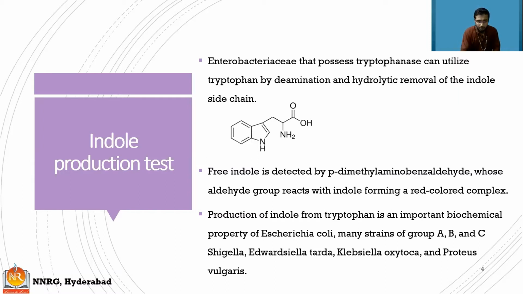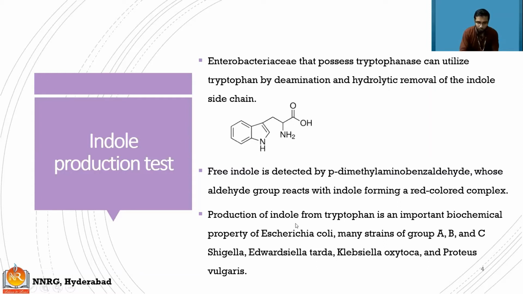Okay, free indole is detected by para-dimethylaminobenzaldehyde, whose aldehyde group reacts with indole, forming a red color complex. So in this molecule, the aldehyde part, C double bond OH, combines with the free indole and forms a complex. That complex gives a red color, and then we can determine the presence of that particular type of bacteria, that is Enterobacteriaceae. Next point, let us see.